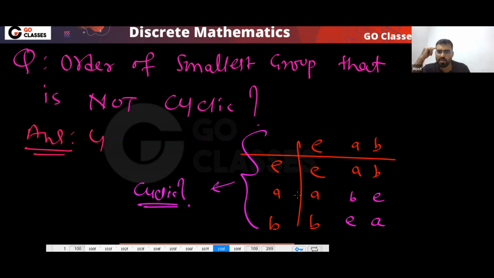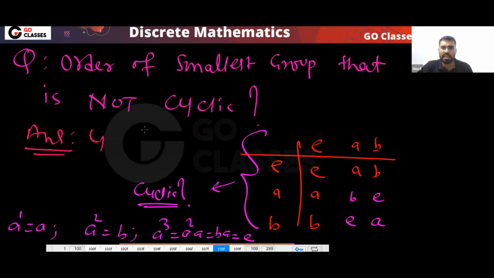A power 1 is A. A power 2 means A into A, that is B. And what is A power 3? A power 3 means A squared into A. A squared is B, so that is BA, and BA is E. So yes, A can generate all the elements. So this is cyclic because A can generate all the elements.